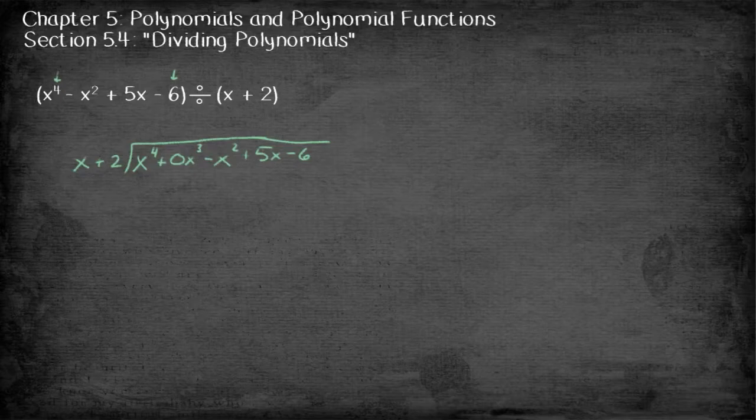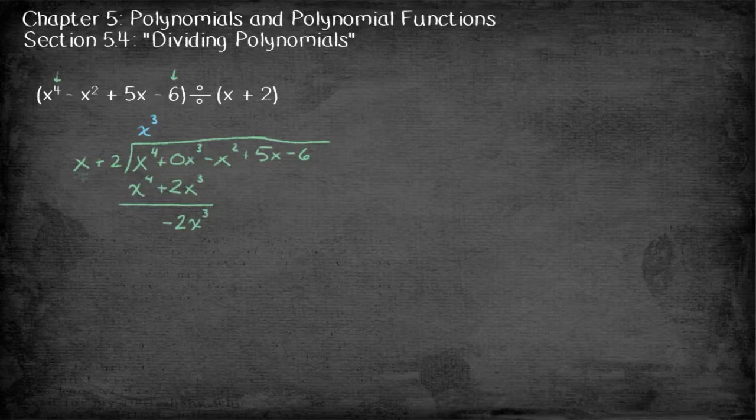All right, now we ask ourselves a similar question to when we're doing long division, and that is, what do I need to multiply x by to get x to the fourth? And the answer to that is x cubed. If I multiply x by x cubed, I would get x to the fourth. But I have to multiply all of the terms in the polynomial I'm dividing by. So I also have to take 2 times x cubed. X to the fourth minus x to the fourth is 0. And then I have 0x cubed minus 2x cubed gives me negative 2x cubed.